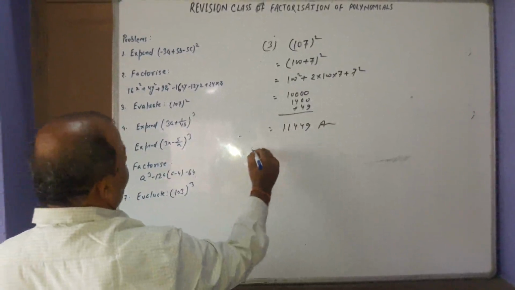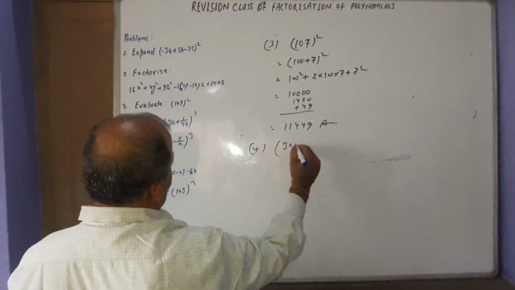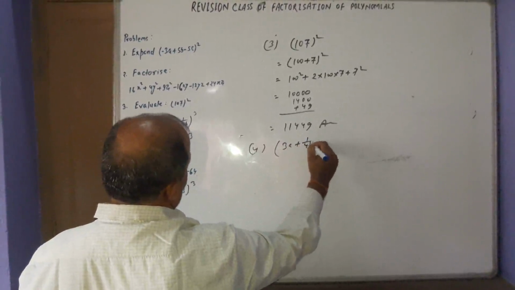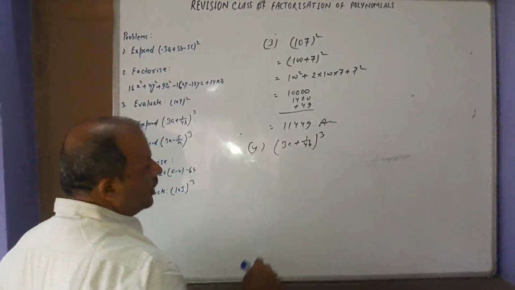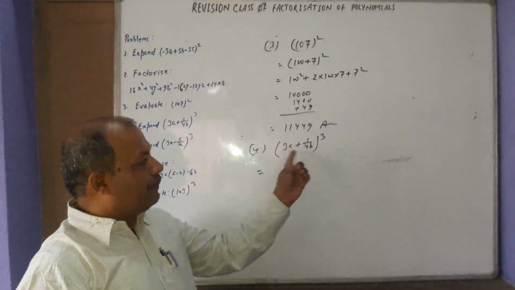The fourth problem, we have to expand (3a plus 1 by 4b) cube. You have to memorize the cube of a plus b.